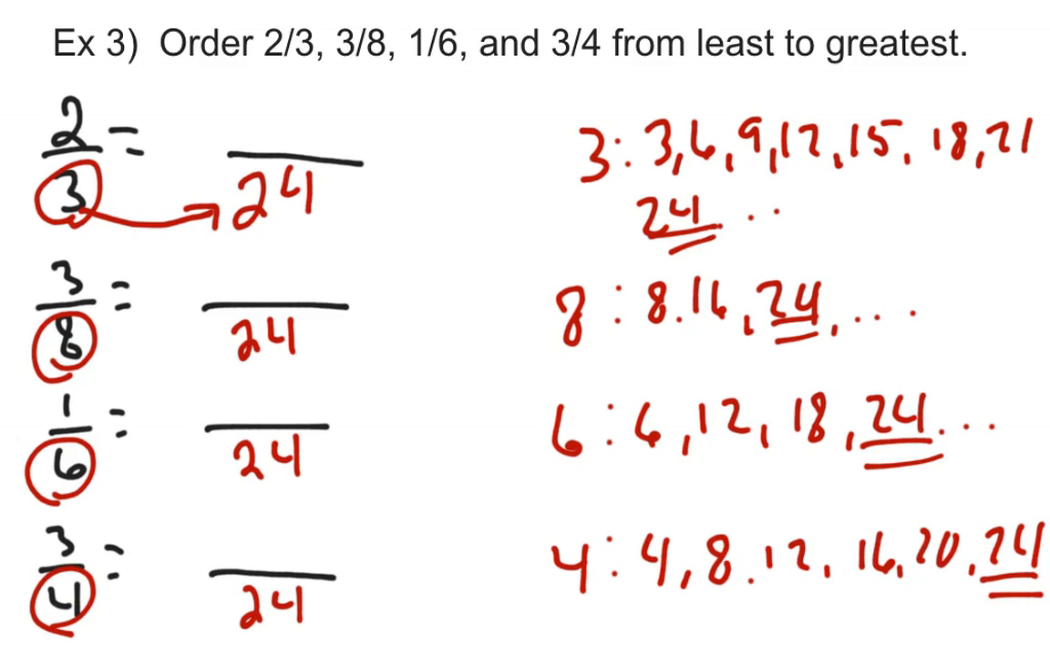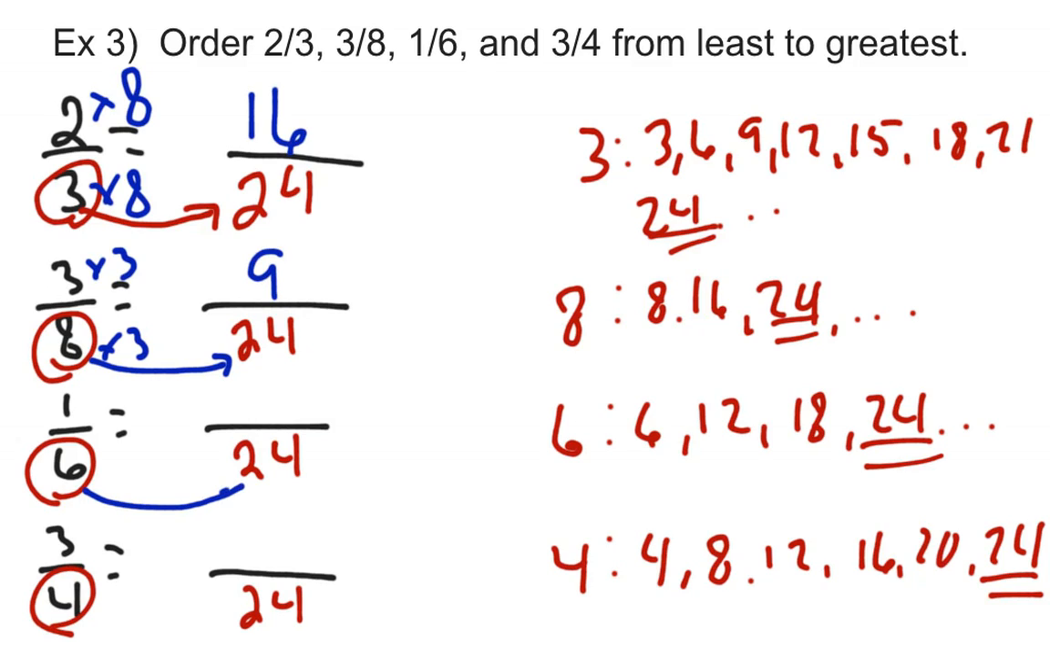How does 3 become 24? 3 times 8 gives me 24, so I do 2 times 8, which is 16/24. 8 can become 24 by multiplying by 3, so the numerator, 3 times 3, gives me 9/24. The 6 becomes 24 by multiplying by 4, so 1 times 4 gives me 4/24. Last one, 4 times 6 is 24, so 3 times 6 gives me 18/24.